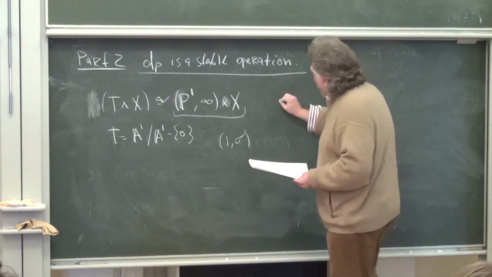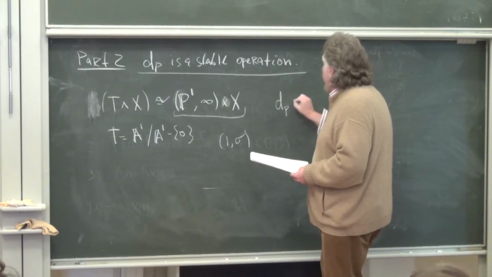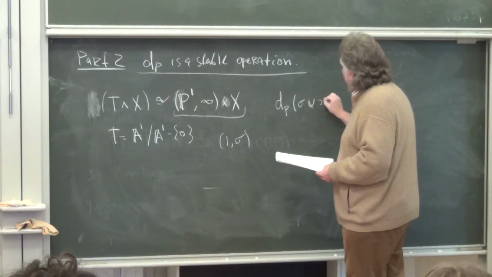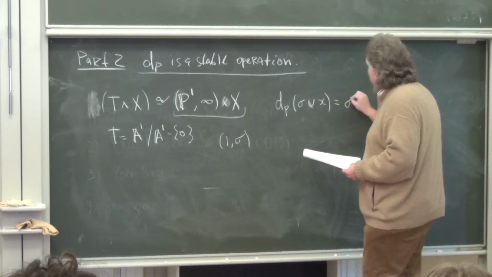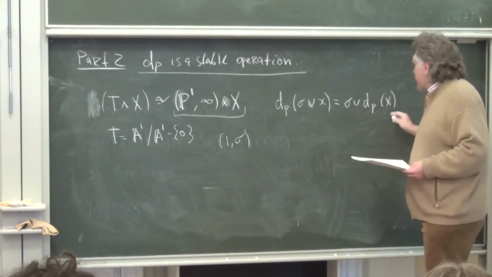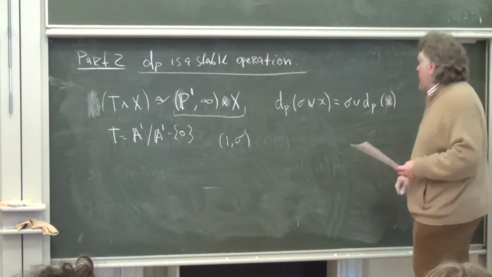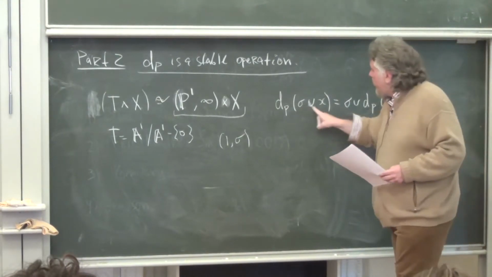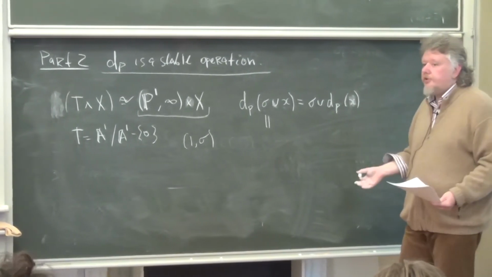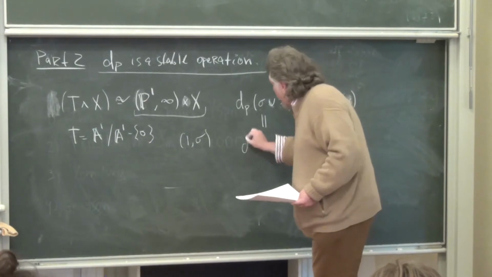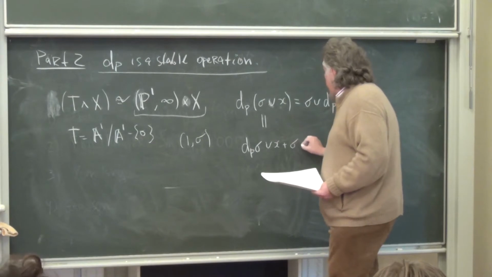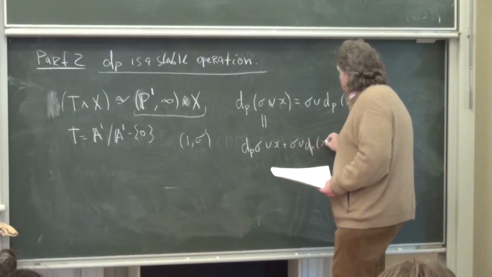And so what should we check now? We should check that d_p of sigma smash sigma cup x equals sigma cup d_p of x. Oops, sorry, x small. Okay, so here we have a product, and our motivic spectral sequence satisfies the Leibniz rule. So we can write here d_p of sigma cup x plus sigma cup d_p of x.